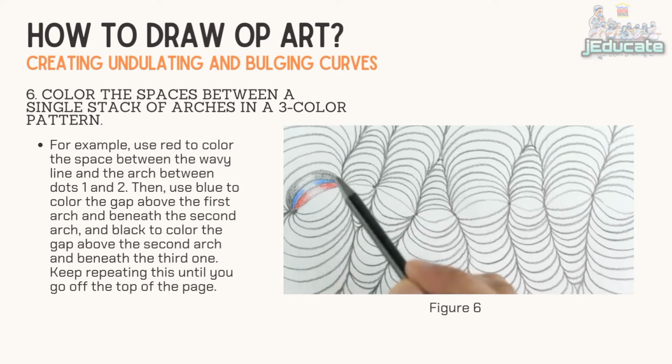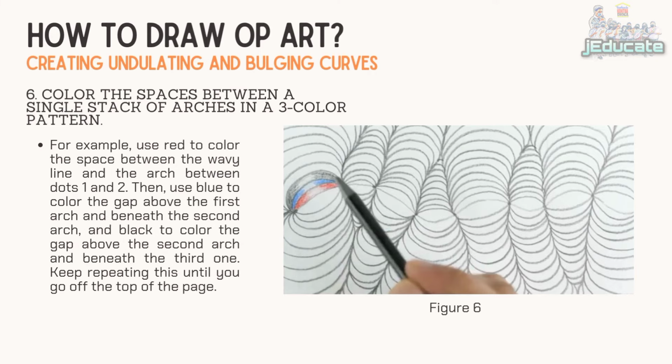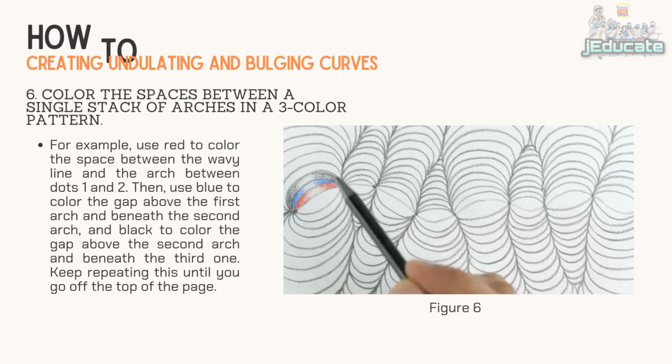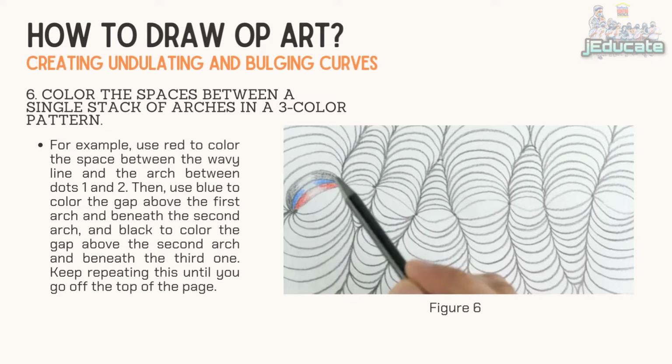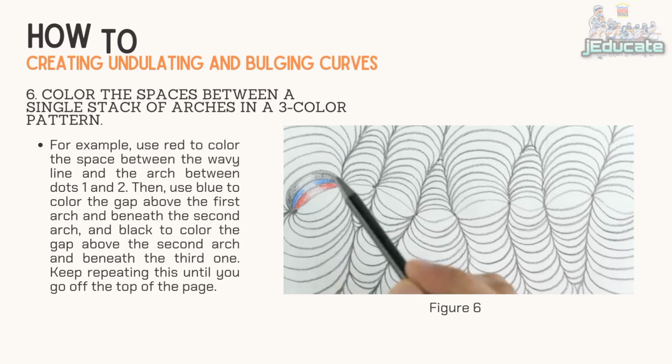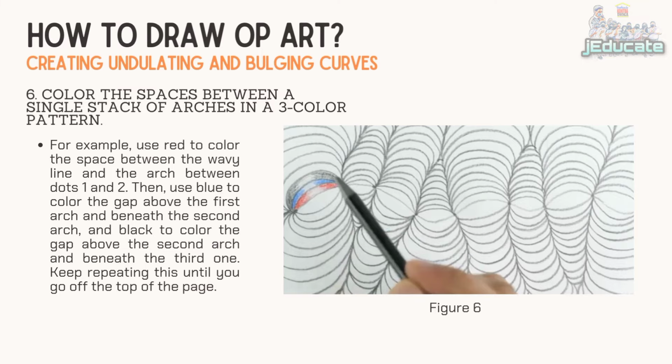6. Color the spaces between a single stack of arches in a 3-color pattern. For example, use red to color the space between the wavy line and the arc between dots 1 and 2. Then use blue to color the gap above the first arc and beneath the second arc, and black to color the gap above the second arc and beneath the third one. Keep repeating this until you go off the top of the page.